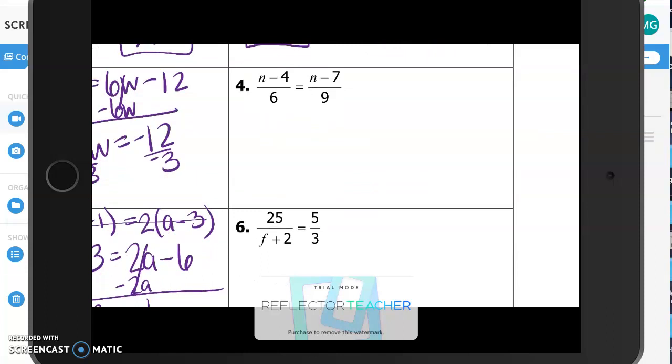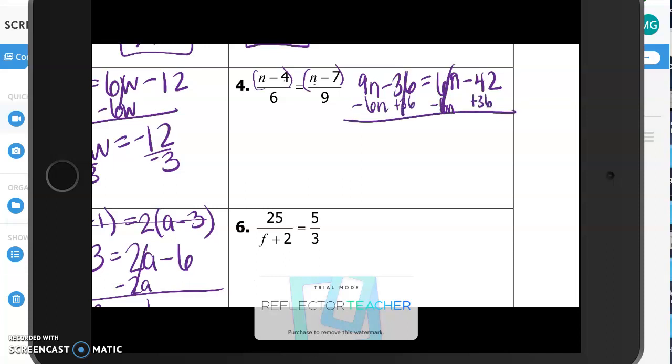Number 4, again, I'm going to distribute right away. 9n minus 36 is equal to 6n minus 42. So distributed the 9 to both of those and the 6 to both of those. Subtract 6n to get rid of my variables, move them to the left. At the same time, I'm going to add 36 to move my constants to the right.